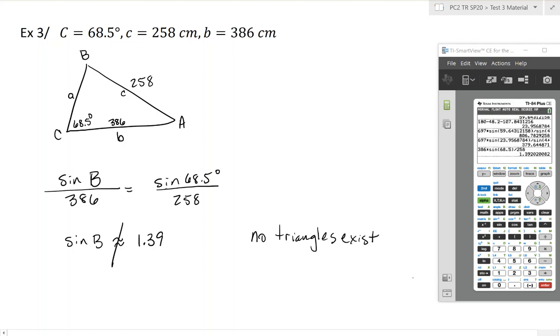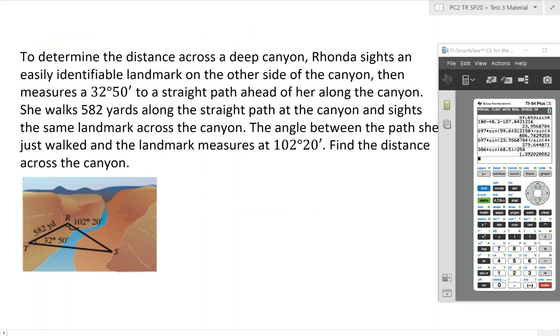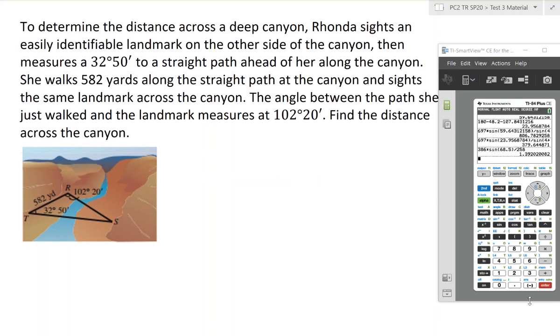Okay, so there you have it. One triangle, two triangles, or no triangles with the ambiguous case. All right. Here's a word problem. You're not normally going to solve a triangle when you're using this in real life. You want a specific measurement, and that's the only one that you really care about.